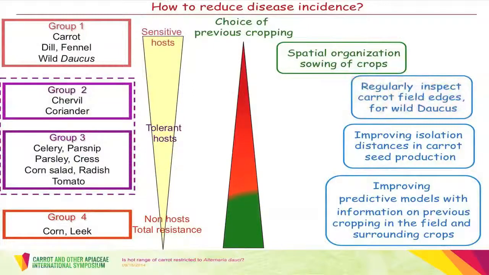It could be used for maybe improving the isolation distance in carrot seed production by taking into account this result. And maybe also in the future, it's not my job, but I think it could be very interesting to improve the predictive model by taking into account this information on the choice of previous cropping and the choice of crops in the surrounding fields.